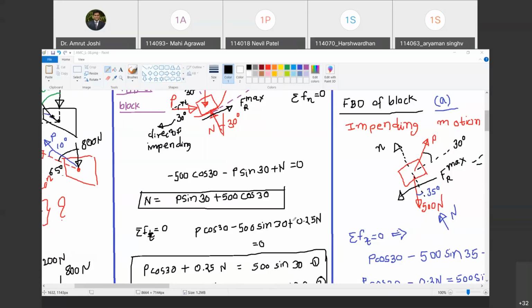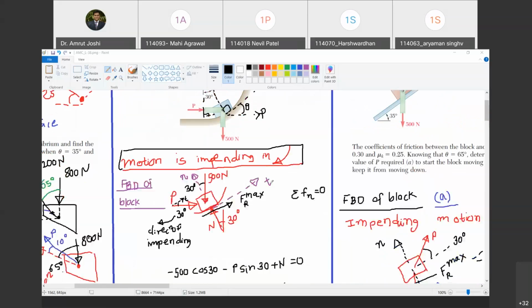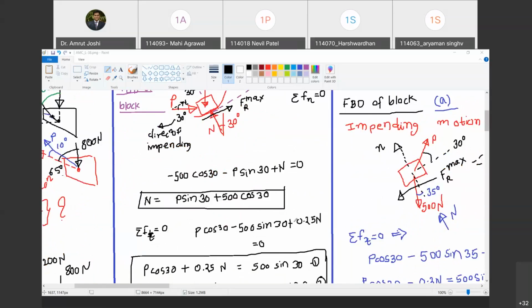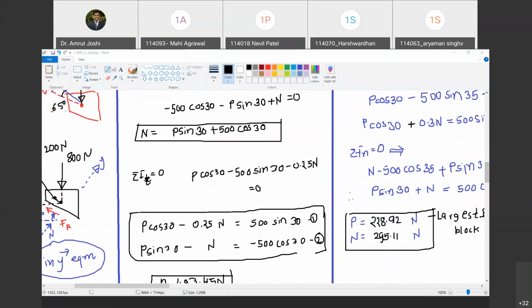Yes, sir. Fr max is mu s times normal reaction, so 0.25 times normal reaction is its magnitude. But as the block is now about to start ascending, this Fr max must be in downward direction. That means it must be in negative t direction, and therefore only this term will become negative. So if you look at the equation here, the only change is this term becomes minus 0.25 times N. Are you with me? Yes, sir.